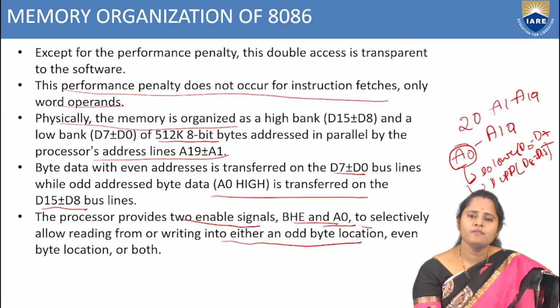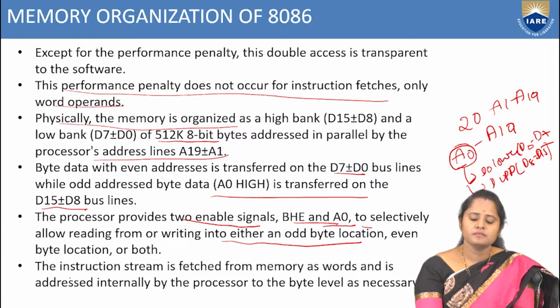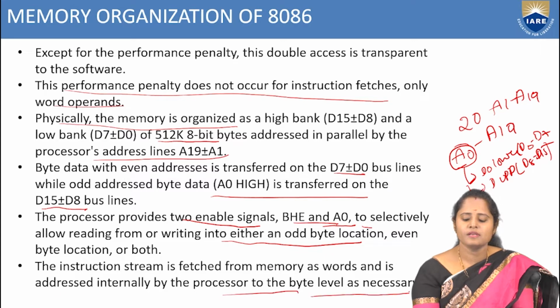So the separate signals we have are the bus high enable signal and the A0 signal. The bus high enable signal ensures which data can be placed on the bus, either the lower data, that is D0 to D7, or the higher data, D8 to D15. And A0 indicates which one needs to be accessed, whether the data from the even or the odd bank. The instruction stream is fetched from the memory as a word, and it is addressed internally by the processor to byte level as necessary.